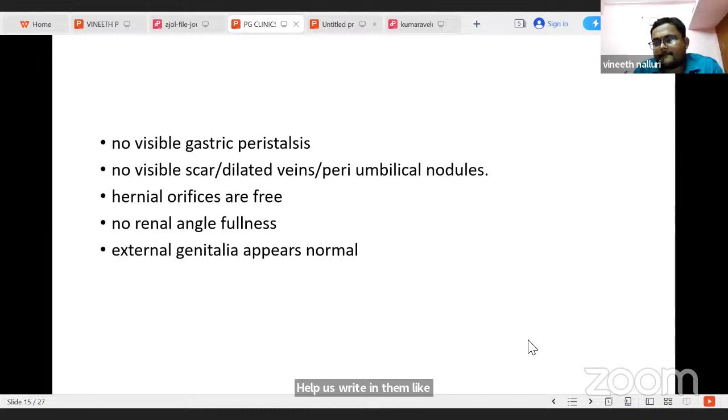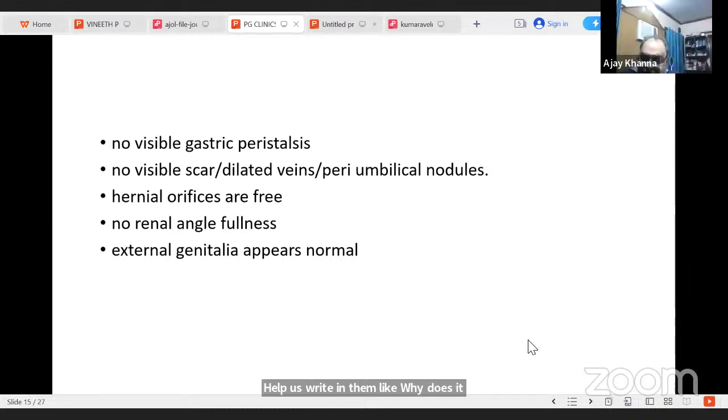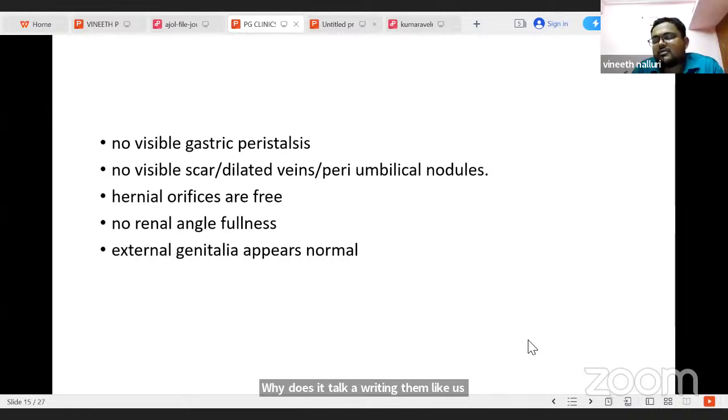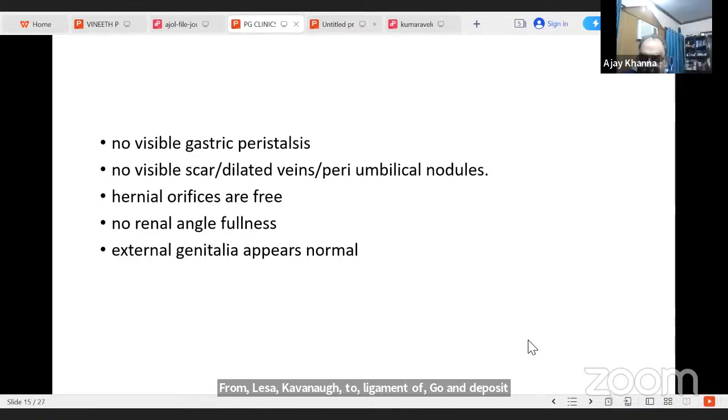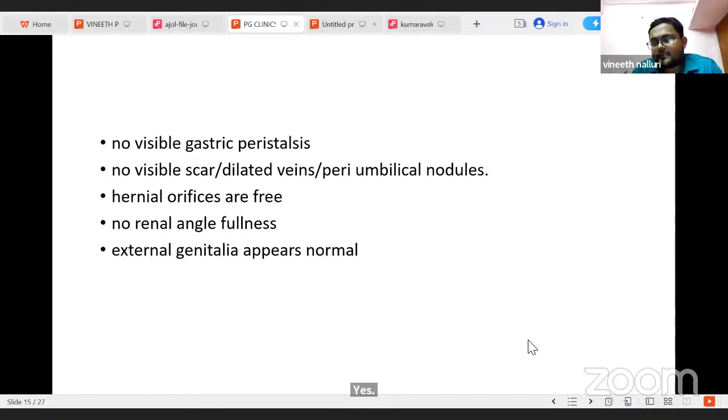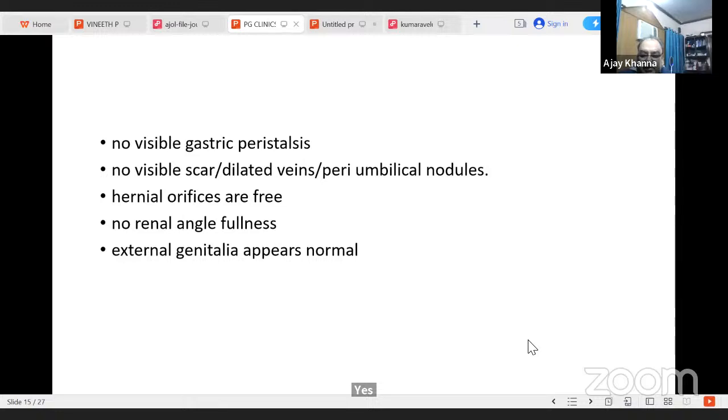Why does it occur right in the umbilicus? Sir, it is a skin metastasis, lymphatic, from the lesser curvature along the ligamentum teres. Then it will go and deposit in the umbilical region, sir. Falciform ligament. Yes, sir, falciform. The falciform ligament is right at the umbilicus. So that is why it occurs right at the umbilicus. Okay. So do not write periumbilical nodule. You have to write umbilical nodule. Okay, sir. Next slide.